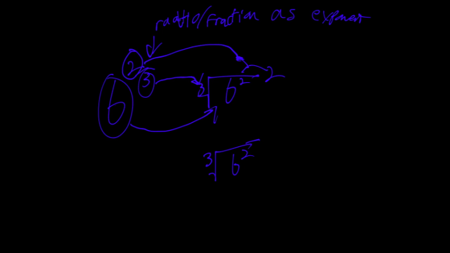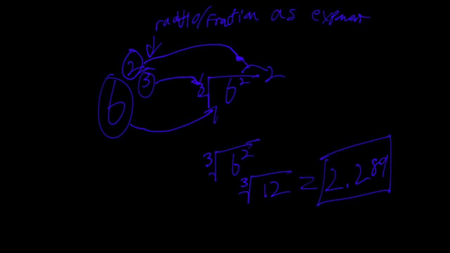So 6 squared is 12. So now we have the cube root of 12. We'll put it into our handy dandy calculator, and that equals 2.289. And there we go. That is how you solve a rational exponent equation.